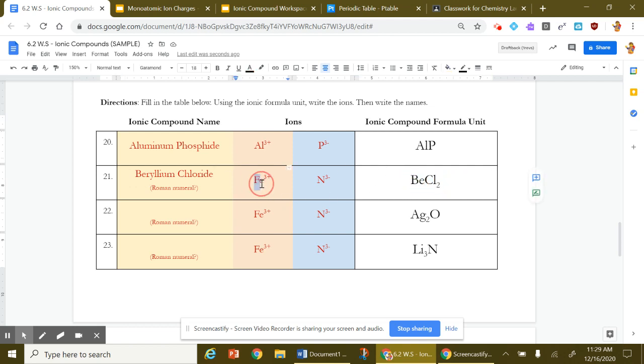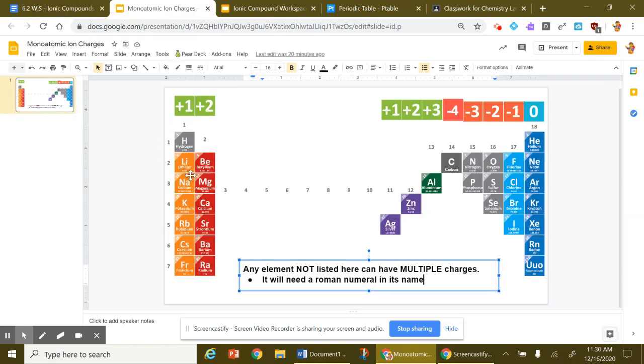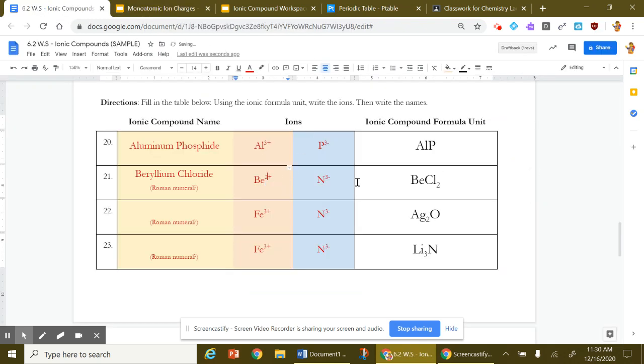Beryllium, I know, is Be, right there. And the charge of beryllium is, let me check, Be, beryllium, 2 plus. Chloride, we've encountered that before in this homework. Chloride has a 1 minus charge. So there we go. By the way, no Roman numerals because beryllium always has a fixed charge.